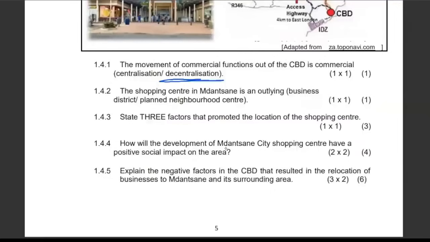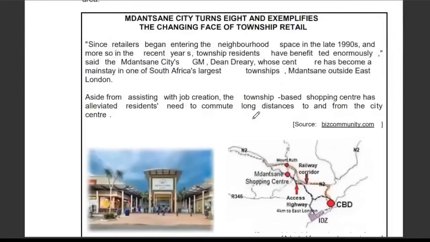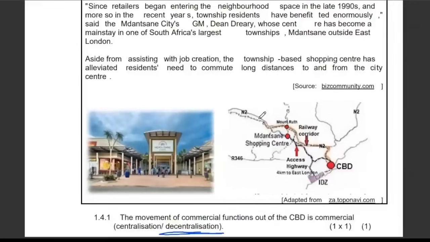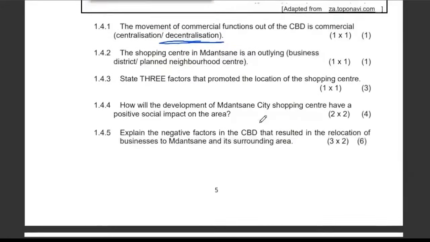Then number 1.4.2, the shopping center, Mdantsane City, is an outlying business district or planned neighborhood center, shopping center. That one you can find in the text. It says, since retailers began entering the neighborhood space in the late 1990s and more so in recent years, township residents have benefited enormously, said Mdantsane City general manager, who says the center has become a mainstay in one of South Africa's largest townships, in East London. So this is a township-based shopping center. Our correct response is that it is a planned neighborhood center.